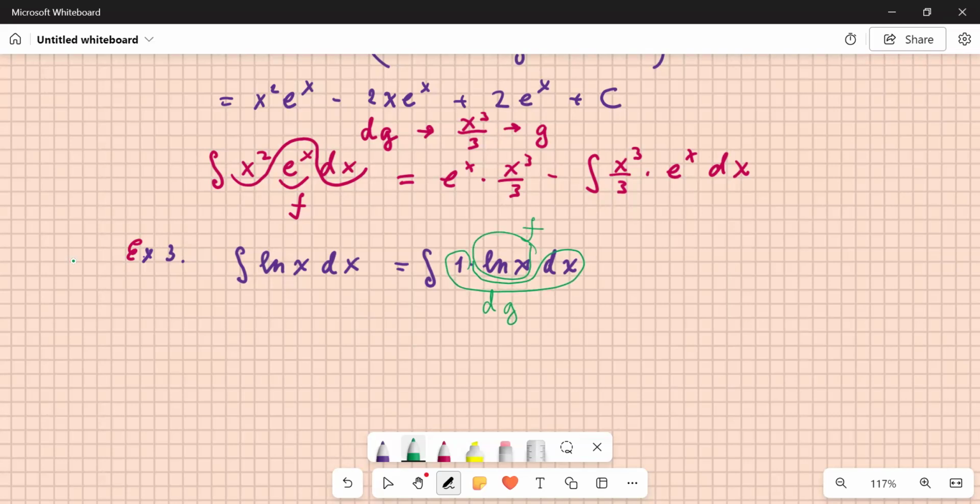Well, which function do you differentiate to get 1? You know that you differentiate x, right? The derivative of x is going to give you 1. So let's see what we are going to have if we split it this way.